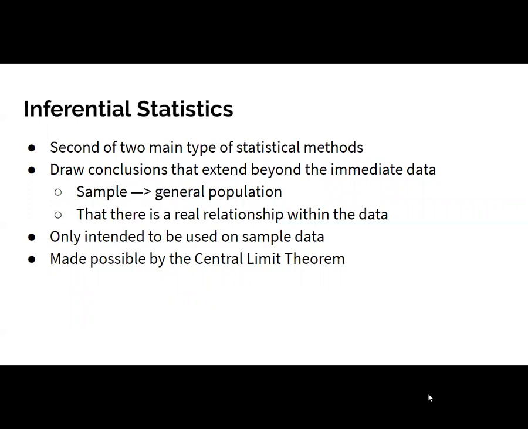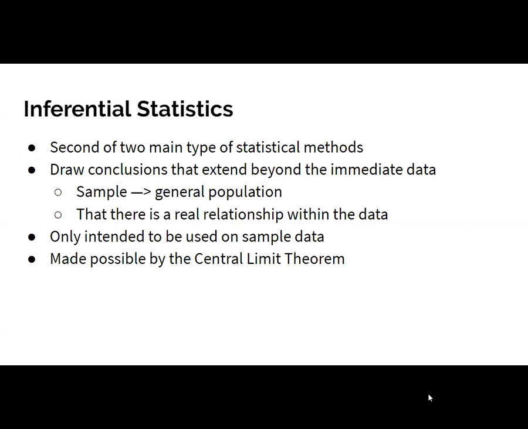Inferential statistics is the second of 2 main types of methods. It helps us to draw conclusions that extend beyond the immediate data. It helps us to generalize from the sample to the general population. It also helps us to see if there are relationships within the data. I like to think of it as within the columns. So we can look within one data set, or we can compare multiple data sets to each other.